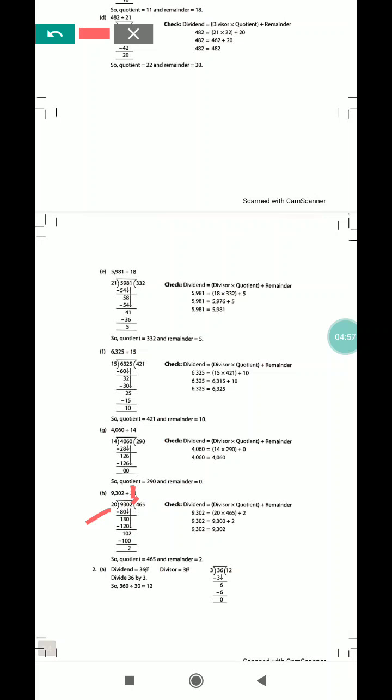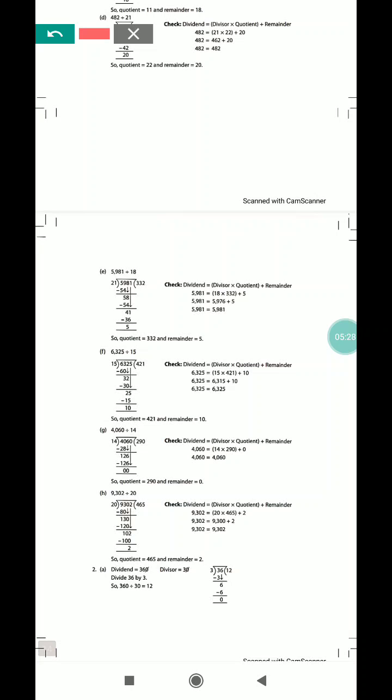So we will write 120 over there. After writing 120, we will subtract 120 from 130. We have got 10, and again we will take 2 from there, so the number becomes 102. So 20 fives are 100. That means we will put 100 over there. After that, subtracting the numbers, we will get 2, and there is nothing left over here, so 2 would be the remainder, and quotient would be 465.